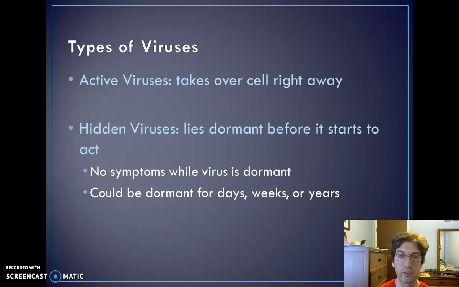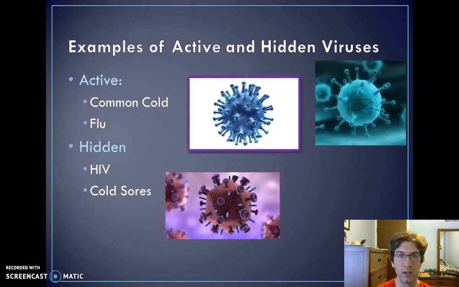Active viruses are going to take over the cell right away, and you'll start experiencing symptoms of them pretty much as soon as the cells get taken over. Hidden viruses, on the other hand, are a bit more scary if you get one. They kind of lie dormant for a period of time before they start to act. In this dormant state, they will be taking over a cell, but you will not experience any symptoms. This could last for days, weeks, or even up to years. So there are two types, active and hidden.